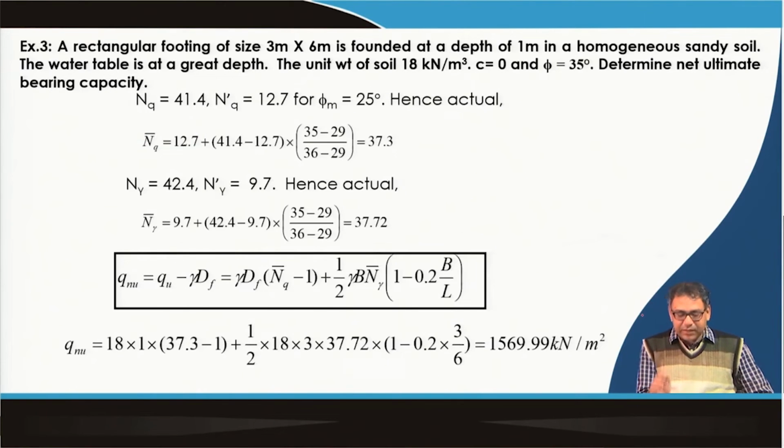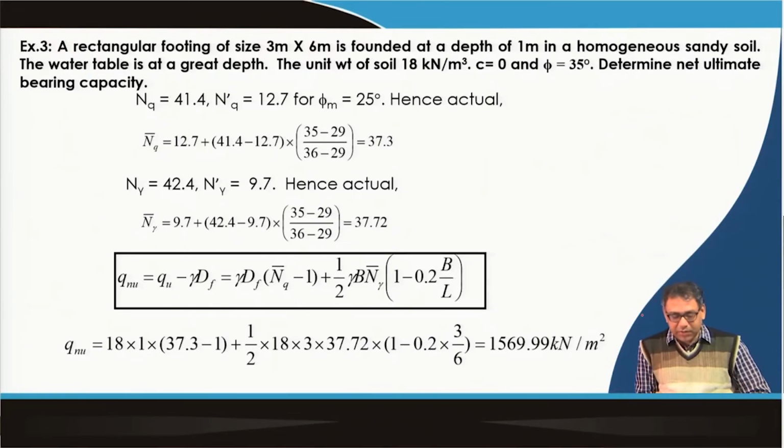Now, if phi is less than 29 degrees, it is a local shear failure, and if phi is greater than 36 degrees, then it will be a general shear failure. Now, if phi is within 29 and 36 degrees, then how can we calculate it? In such a case, we can determine the bearing capacity using both theories, that means the general shear case as well as the local shear failure case.